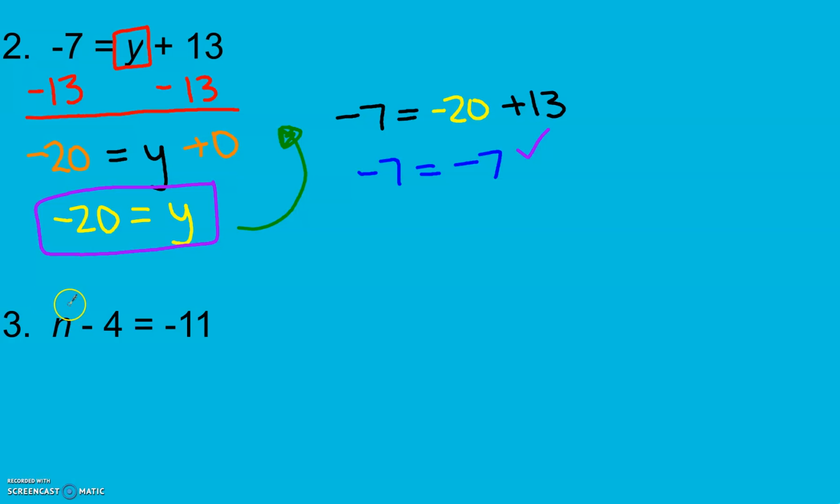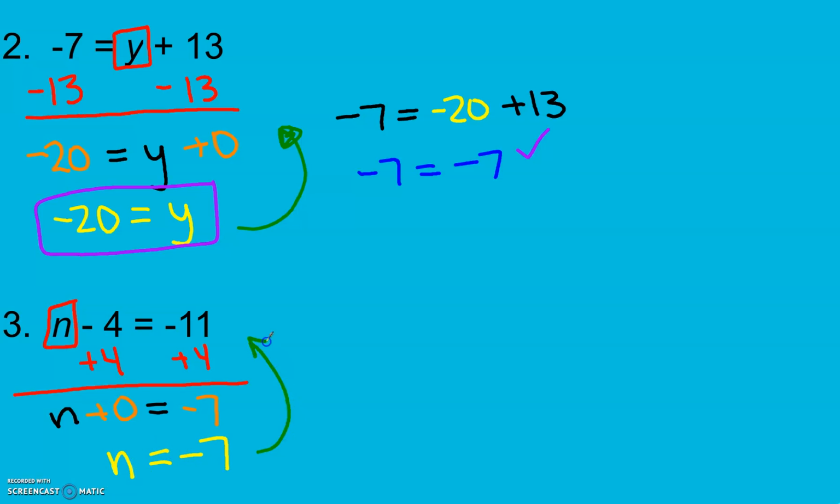In 3, I have n minus 4. To get rid of a subtract 4, I have to add 4, because that's how I get back to 0. And if I change my left side, I have got to change my right side. Again, I did not change my n, but I did change my number here. Negative 4 plus 4 gives me 0. I didn't change the fact that they're equal because I did it on both sides. And now on my right side, I have a negative 7. We know that anything plus 0 is itself, so I get n equals negative 7.